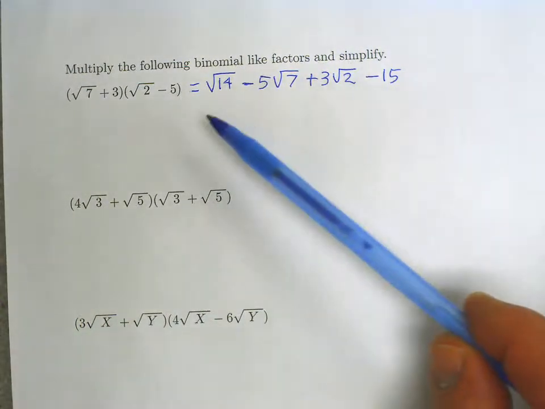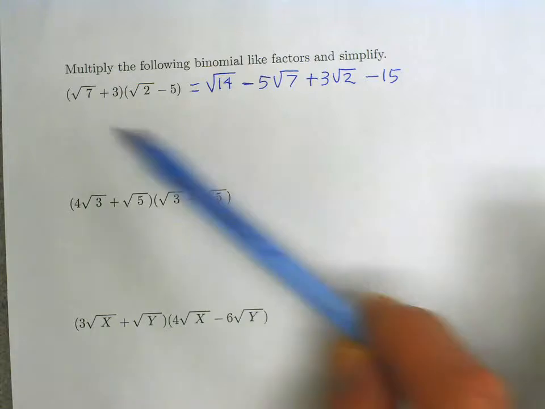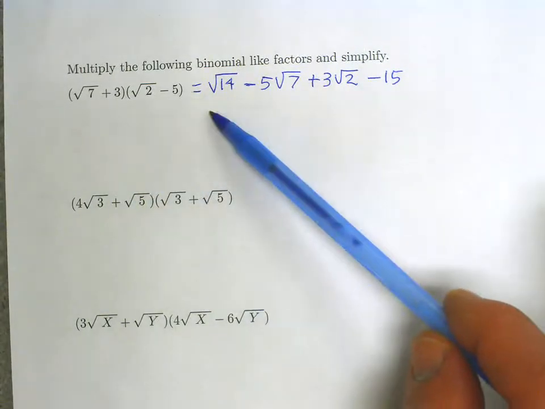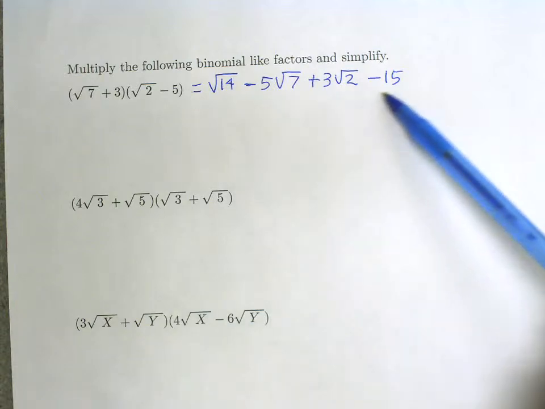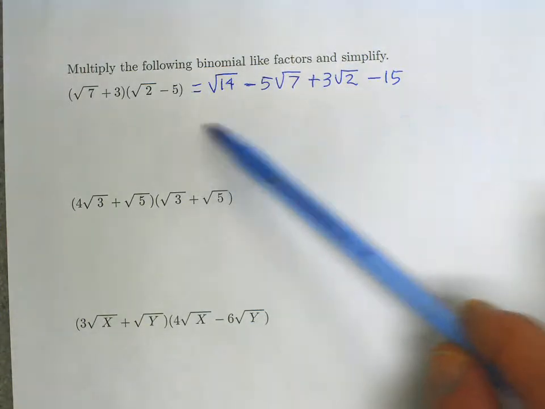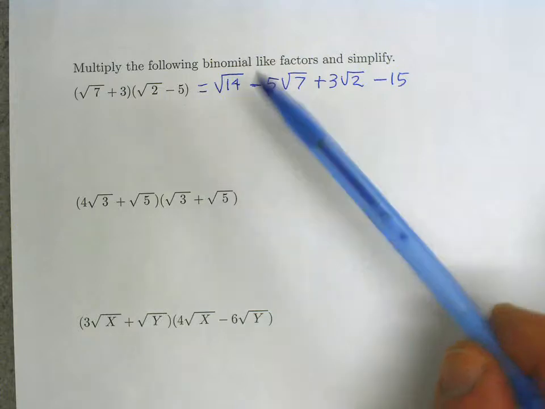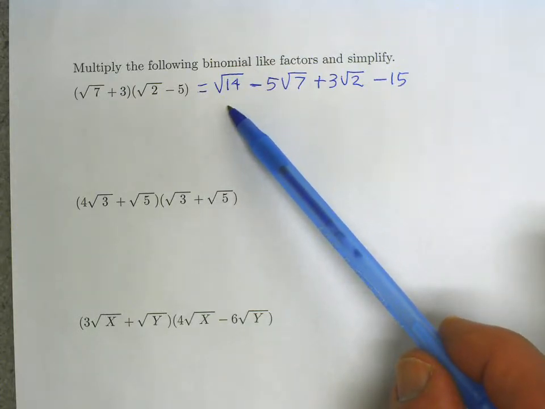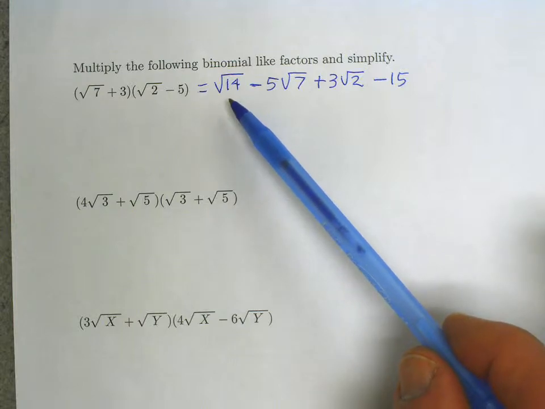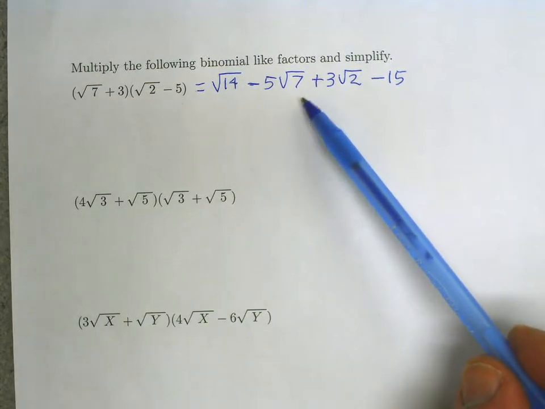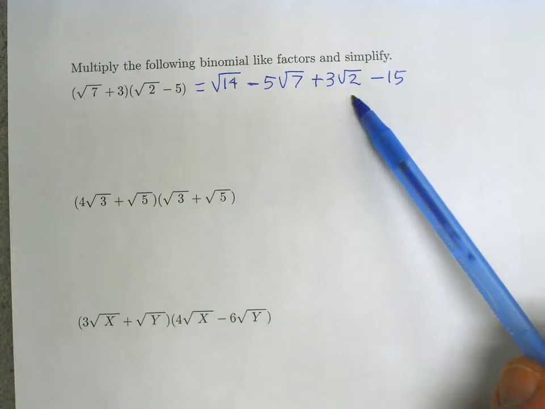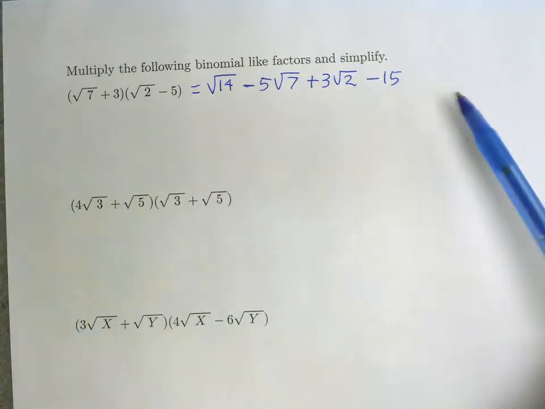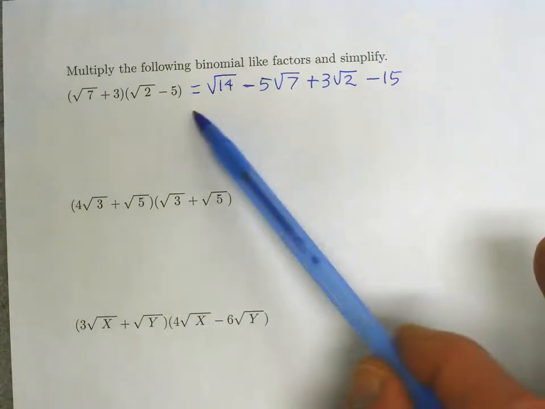Notice that this product that we got by expanding the product of those two terms, none of these terms can be combined because they're all different. They're not like terms. The square root of 14 cannot be simplified further, but it's unlike the square root of 7, and each of those is unlike the square root of 2. And the minus 15 doesn't have a radical with it. So this is as simplified as this can get.